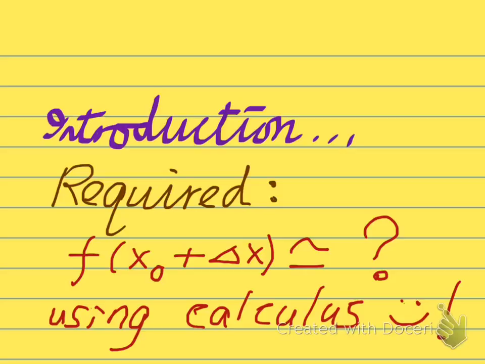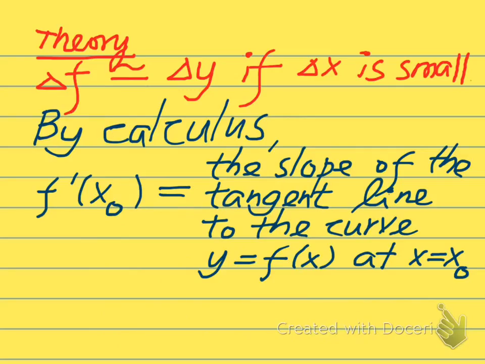And now we're going to proceed to some theory. To answer the question just now, for any association amongst delta f, delta y, and delta x, here is the answer. For delta x small enough, we can see delta f is approximately equal to delta y.